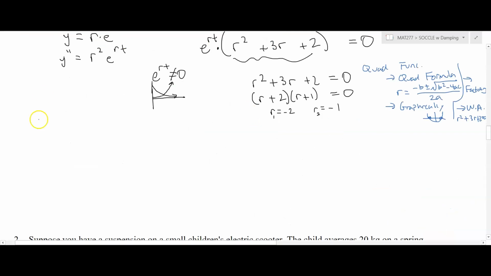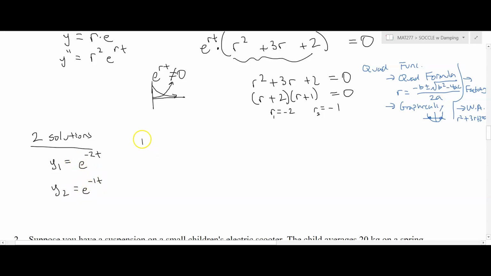So that means I have two solutions. As we've stated before, second order equations have two solutions. And guess what? This is why. Whenever you go about solving equations like this, you're going to end up solving a quadratic. So we have y1 is equal to e to the -2t, so that's r1, and y2 is equal to e to the -1t.